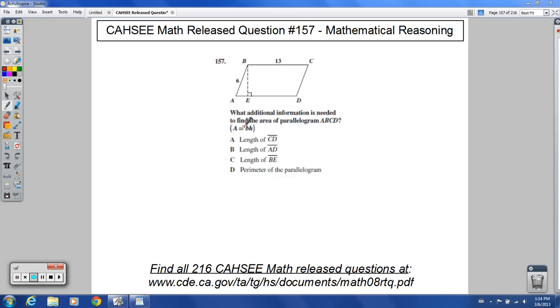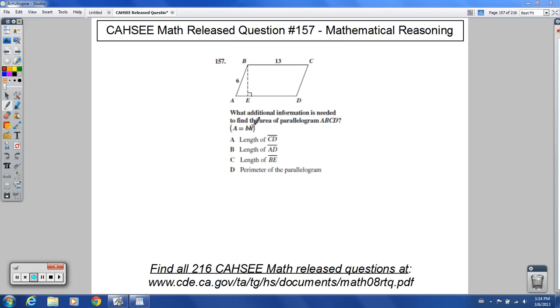So the area of a parallelogram, it's the same as a rectangle. Think of taking this triangle right here, cutting it out, and putting it right here. And if you think of it like that, you'd have a rectangle. That's why it's the same formula. That's why it's base times height. But what is that going to be?